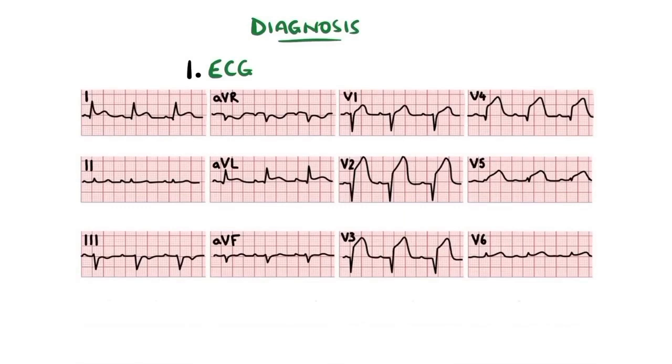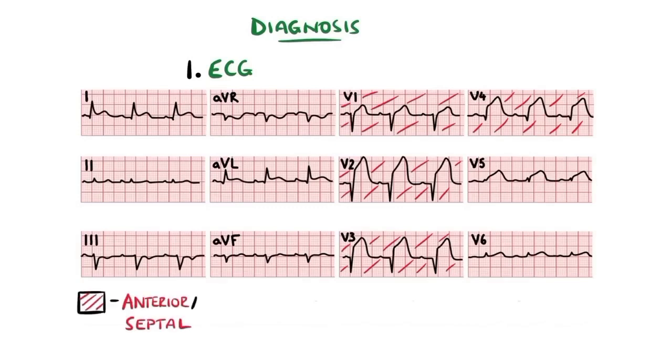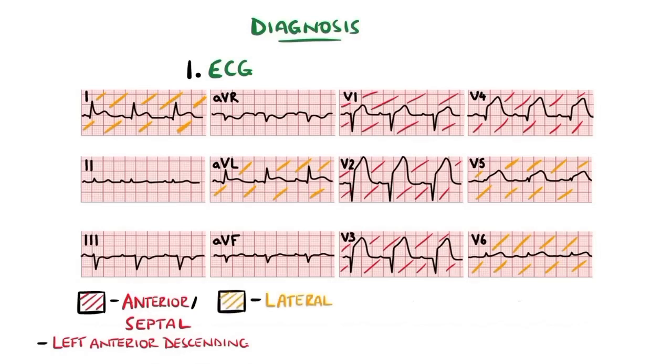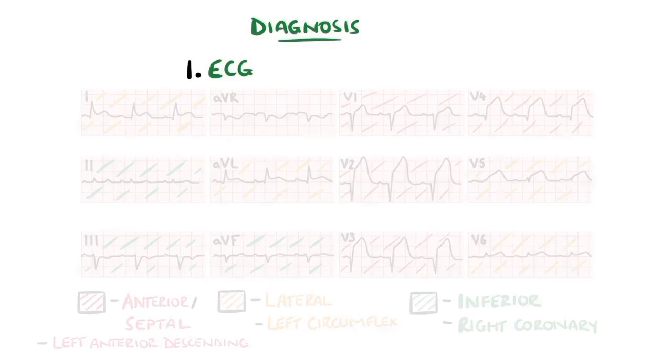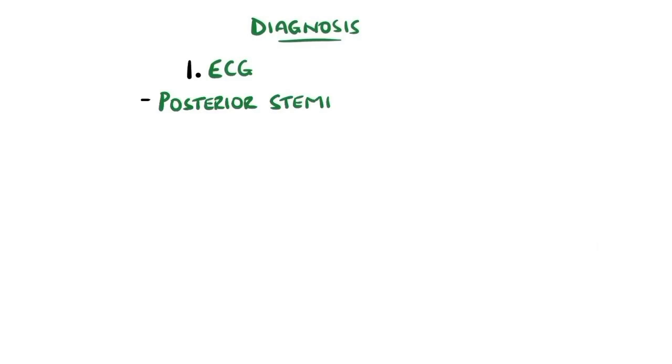Each lead corresponds to different parts of the heart and can suggest the location of the event. Leads V1 to V4 are known as the anterior or septal leads and roughly represent the left anterior descending artery. Leads 1, AVL, V5 and V6 are known as lateral leads, which represent the left circumflex artery and part of the left anterior descending artery. Leads 2, 3 and AVF are the inferior leads, showing part of the right coronary artery or the left circumflex. Additional leads of V7, V8 and V9 are required to see the posterior aspect of the heart.